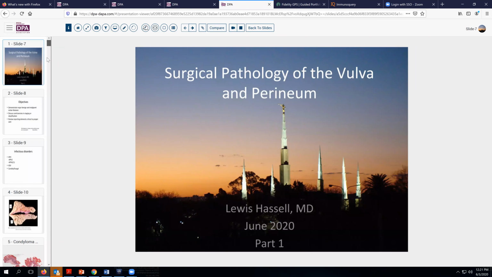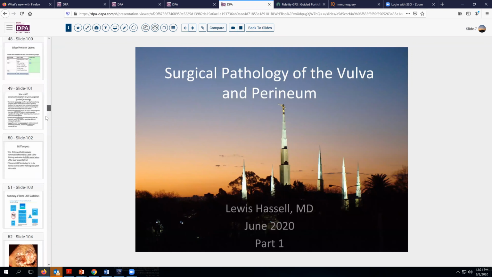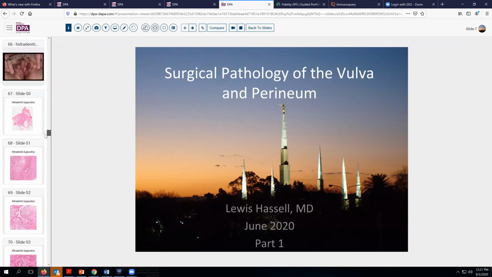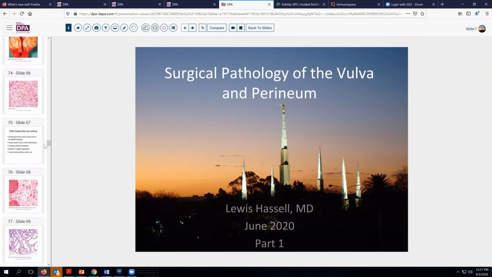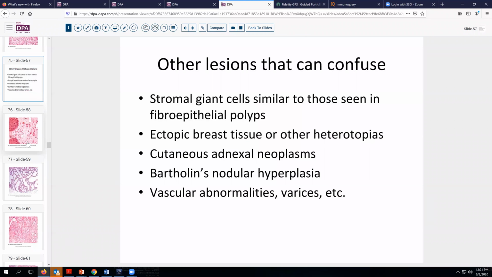And we'll go down here to, so there are other lesions that can confuse us. So sometimes you'll see stromal giant cells, similar to those seen in fibroepithelial polyps. Occasionally you get ectopic breast tissue or other heterotopias here. And then, of course, the adnexal neoplasms, nodular hyperplasia, and Bartholin's lesions, and so forth. I also did a video on adenoid cystic carcinoma. That's another entity to be concerned with occasionally in this area.